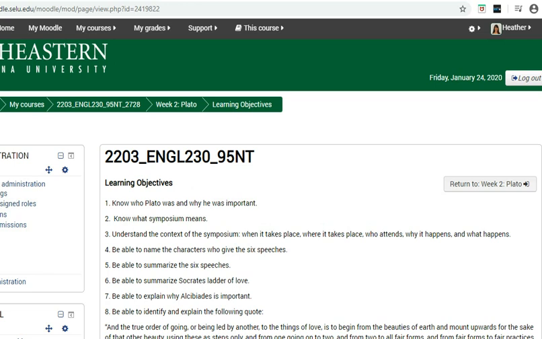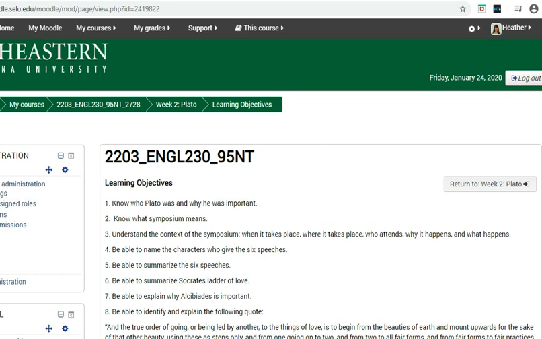It takes place at one of the party members' house. You should know all the names of the people who attend and give the speeches. You should know why it happens. It's a party to celebrate a victory at Agathon's house because he won a play. It's part of the Illusion Mysteries. He wrote a play, and his play was the winning play.